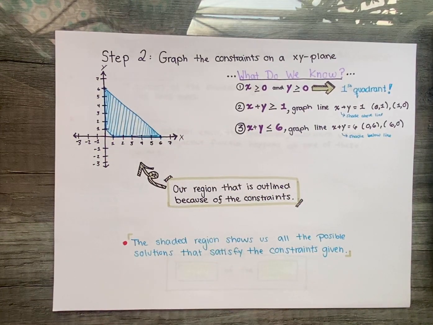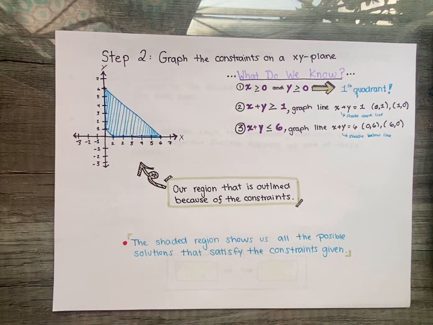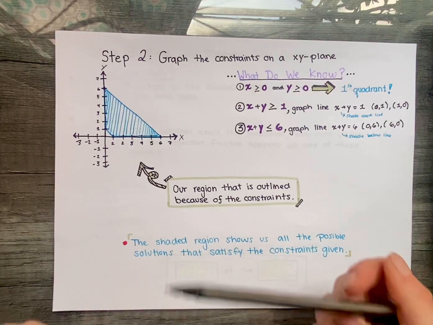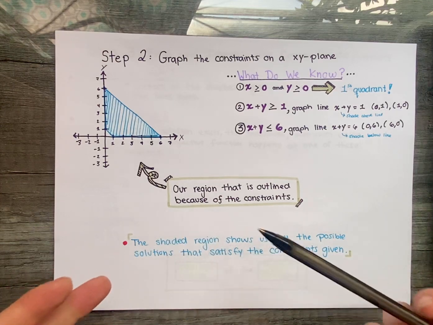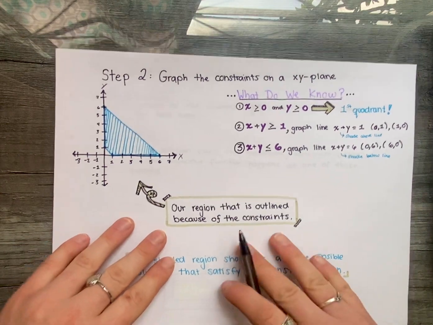And what exactly is this shaded region telling us? Well, the shaded region shows us all of the possible and potential solutions that satisfy the constraints given. And that is how we get through step 2, graphing the constraints on an XY plane.